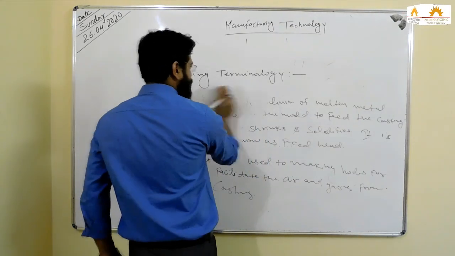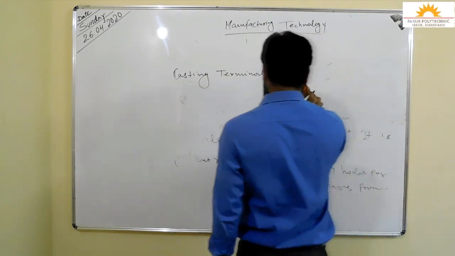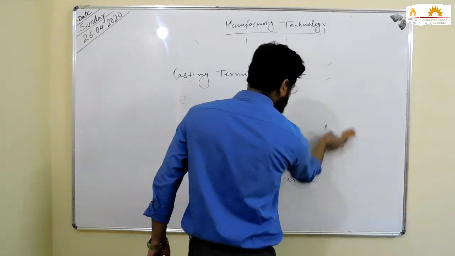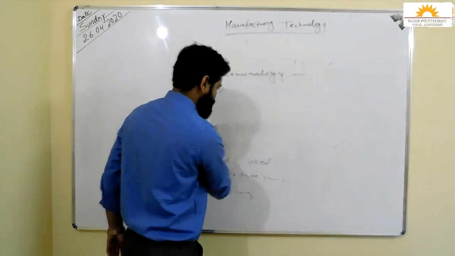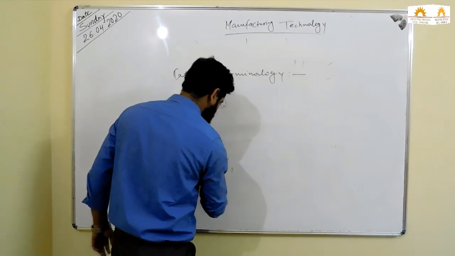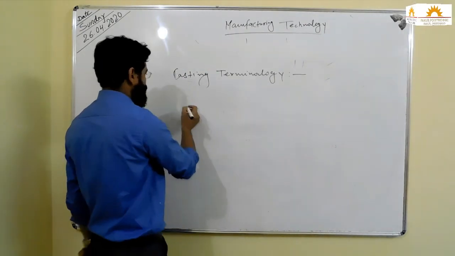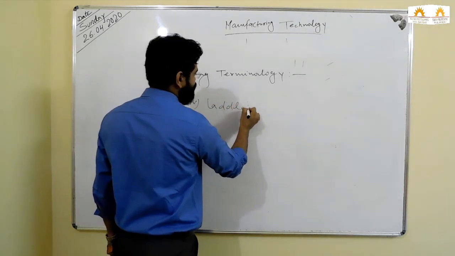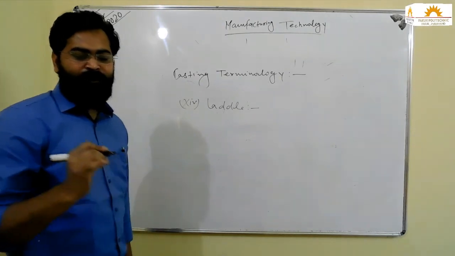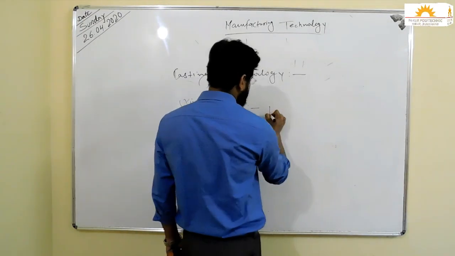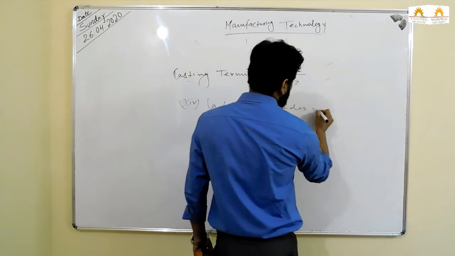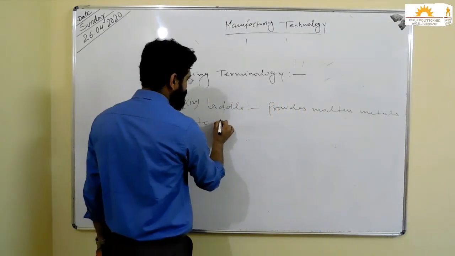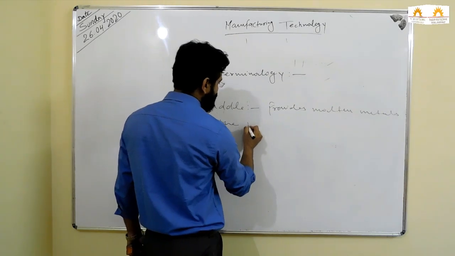Next one is ladle. What is a ladle? Actually, a ladle is used to provide molten metal to the pouring machine.